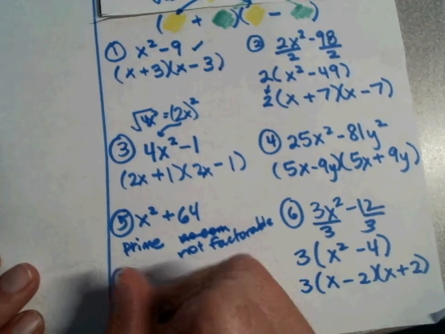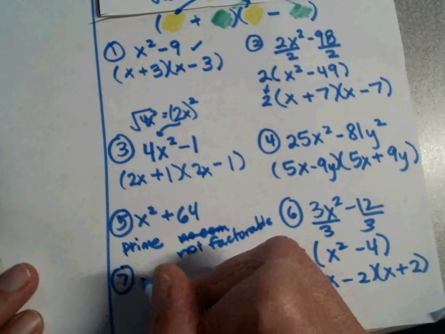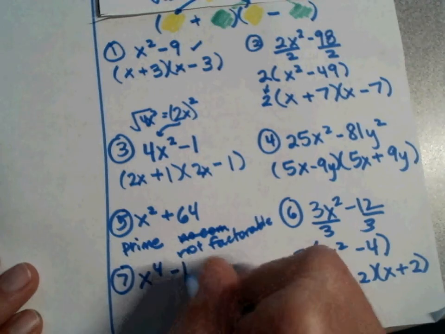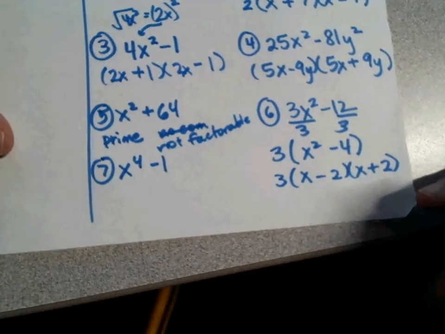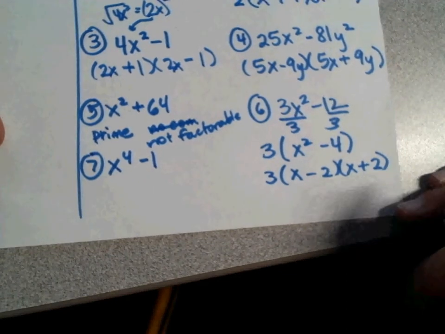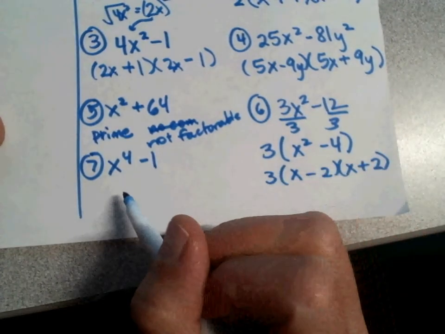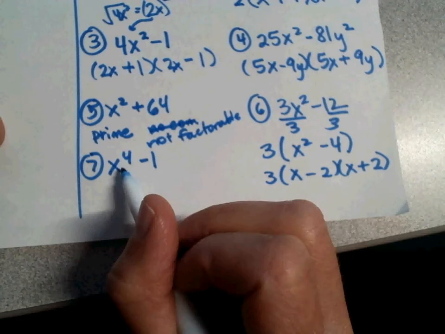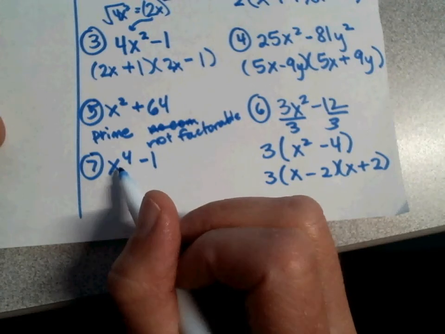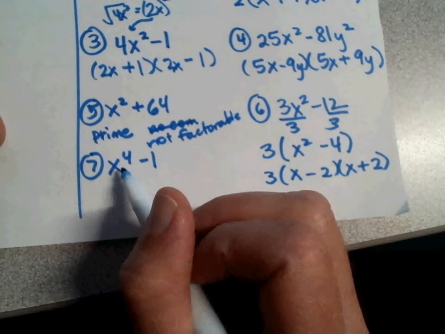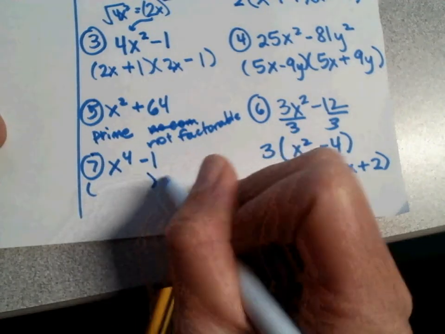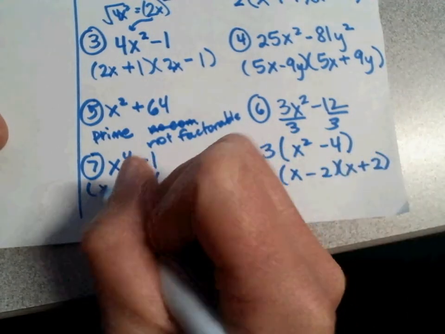All right, last one, number 7. X to the 4th minus 1. All right, so this one is, yes, you can take the square root of x to the 4th, and remember, that's going to be x squared. So this is going to be slightly different.